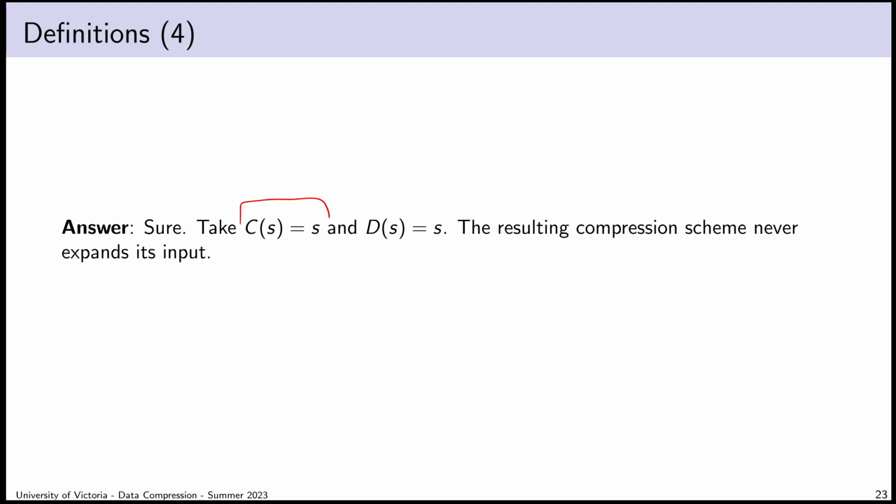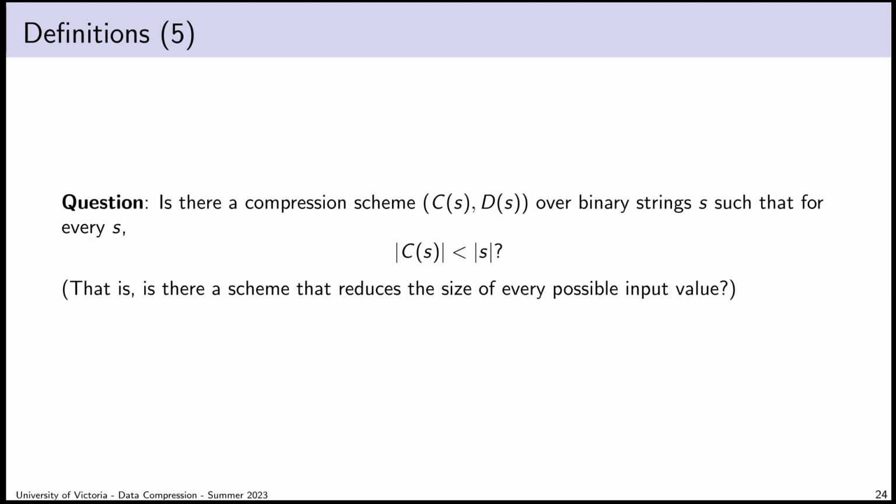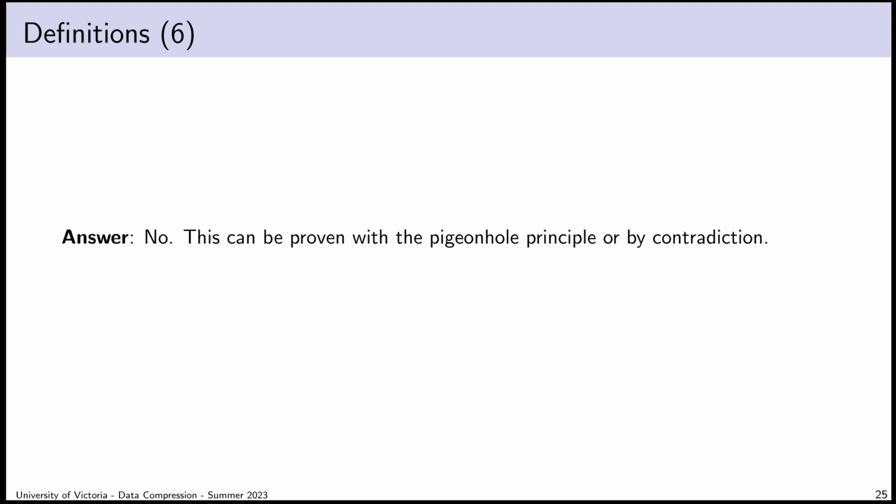Okay, well, maybe I was asking the wrong question. So how about this one? Is there a compression scheme that always achieves legitimate compression? None of this keeping the input the same size business. I want to achieve legitimate compression. In other words, the size of the compressed data is always strictly smaller than the size of what went in. And the answer to this question is no.